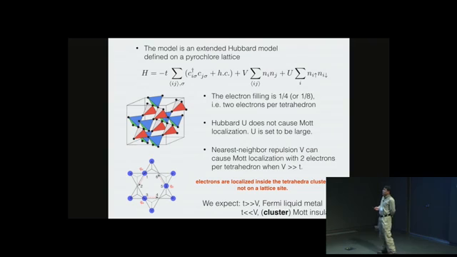The Mott localization is really caused by the nearest neighbor repulsive interaction V. When this V, this inter-site repulsive interaction, is very large, electrons become localized, but the electrons are not localized on a lattice site. They are localized on a tetrahedron cluster. So in the strong V limit, there are exactly two electrons per tetrahedron. We expect that when the hopping term dominates, we have a Fermi liquid metal, and when this inter-site interaction term dominates, we should have a Mott insulator, but a cluster Mott insulator instead of a site Mott insulator.